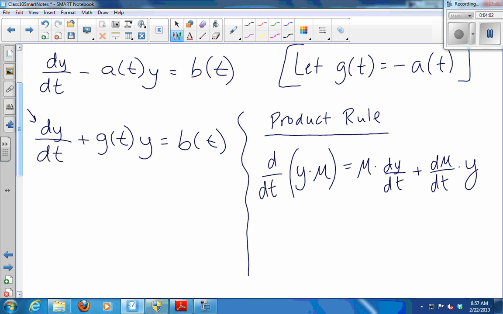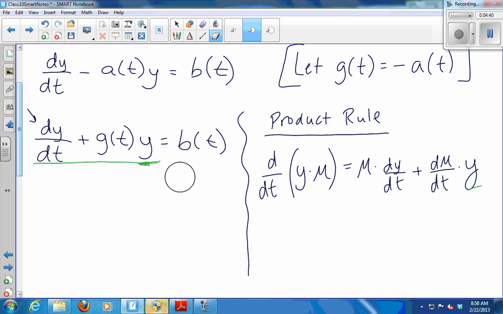If you compare it to the left side of this equation, we've got the dy dt. If there was a mu there, then I'd have the first term. And here I have the y. This y and this y kind of match up. And g of t could be like my d mu dt. And b of t is just hanging out. That's just on the other side. So I'm just trying to make this side look like the product rule, like if you squint real hard. Yeah, you can see it a little bit.